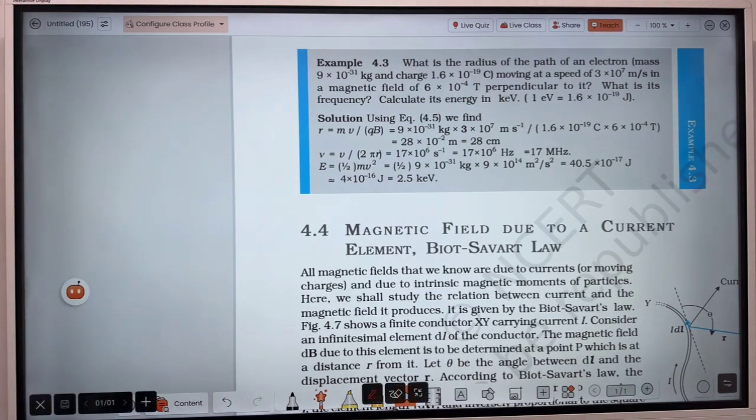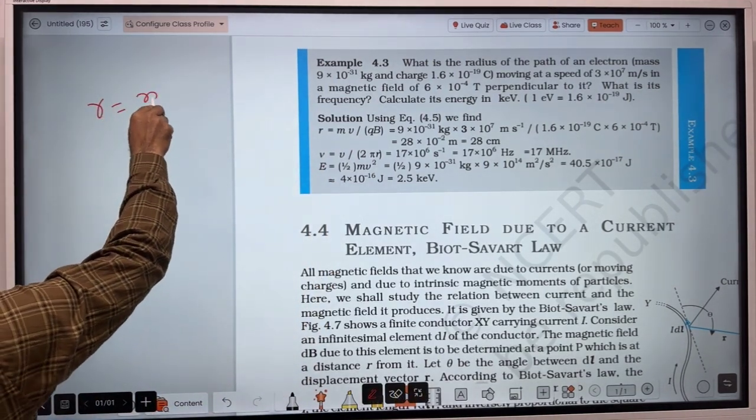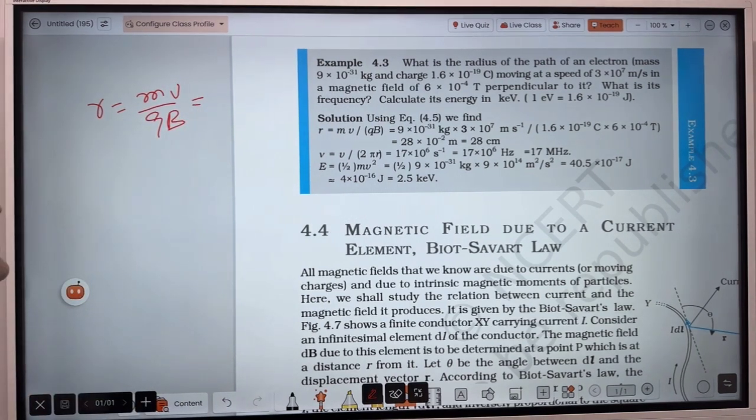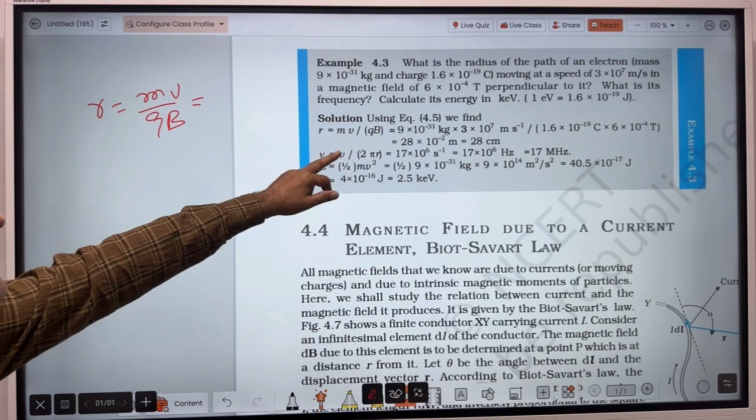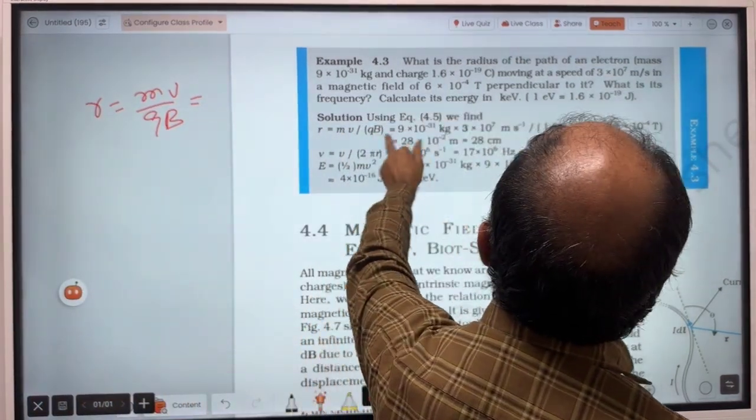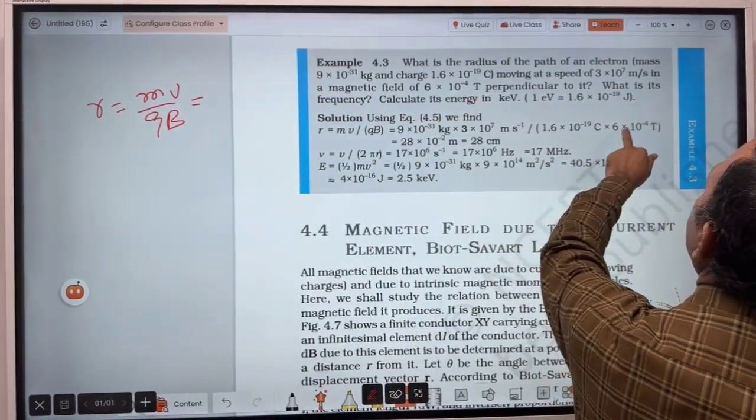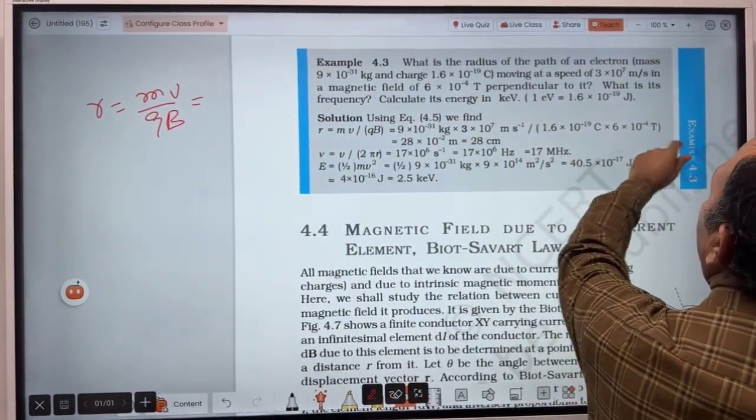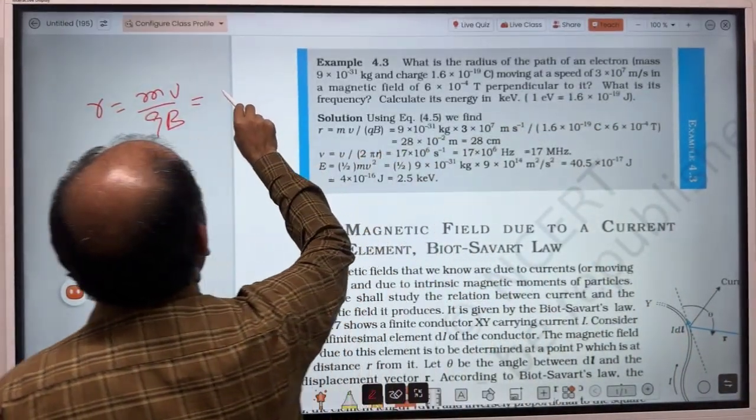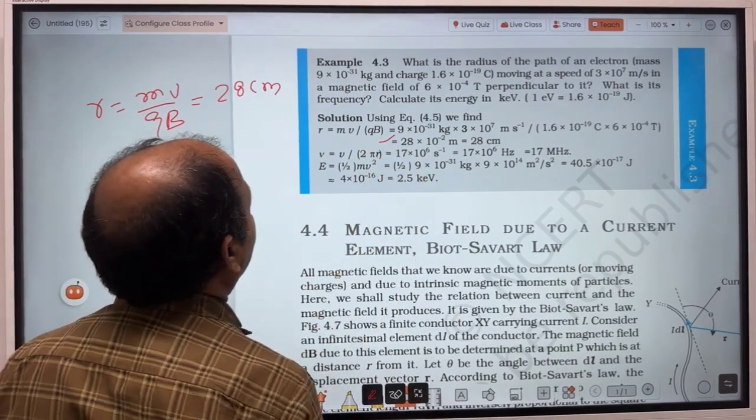So here we have already derived the relation for radius, that is mv upon qB. We can put the values. Mass of electron is given, 9 into 10 power minus 31, and the velocity is given, 3 into 10 power 7, whole divided by q. Charge on electron is 1.6 into 10 power minus 19 coulomb and the magnetic field strength is given as 6 into 10 power minus 4 Tesla. We evaluate it, so the radius comes out to be 28 centimeter. So this is one thing we have evaluated.